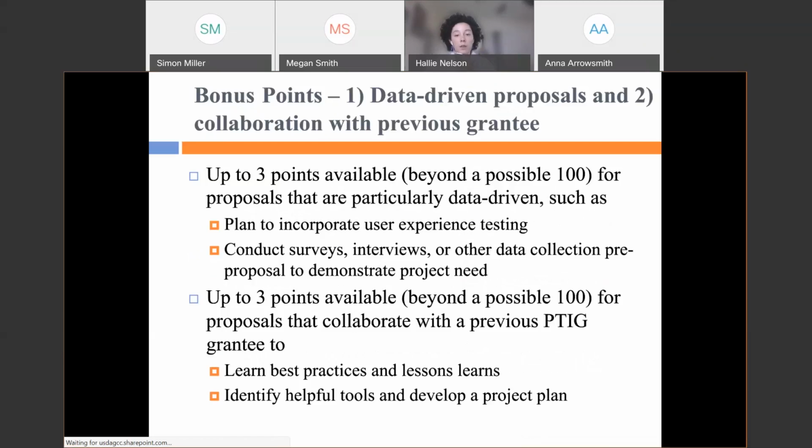Up to 3 bonus points are available for proposals that collaborate with a previous PTIG grantee during the process. Examples of collaboration include discussing best practices and lessons learned, identifying helpful tools and strategies for the project plan and execution, or receiving feedback on or assistance in developing a project plan. So, as a reminder, up to 9 bonus points are available for the racial equity and inclusion component, data-driven proposals, and collaboration with previous PTIG grantees.